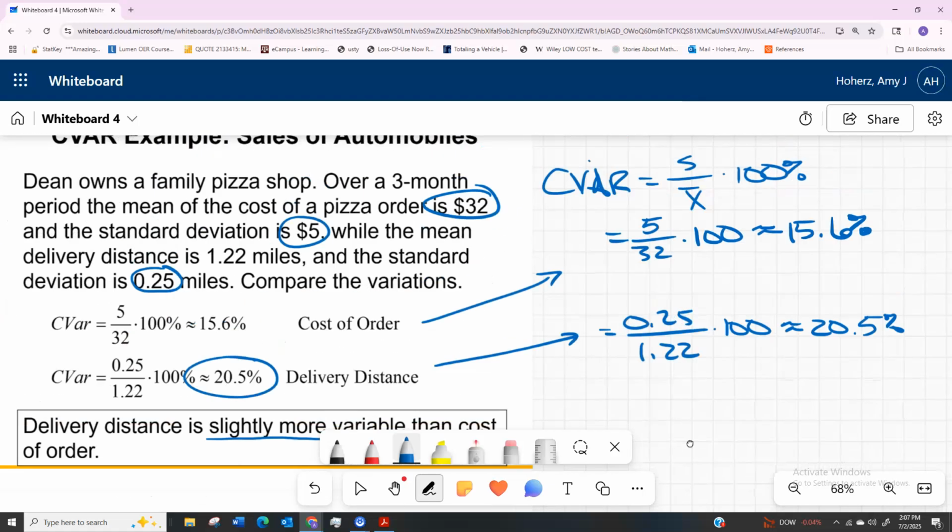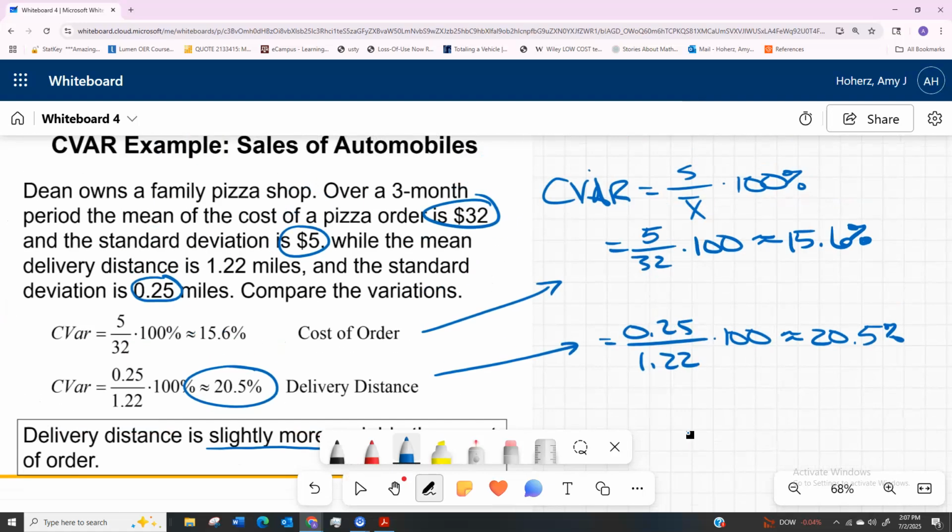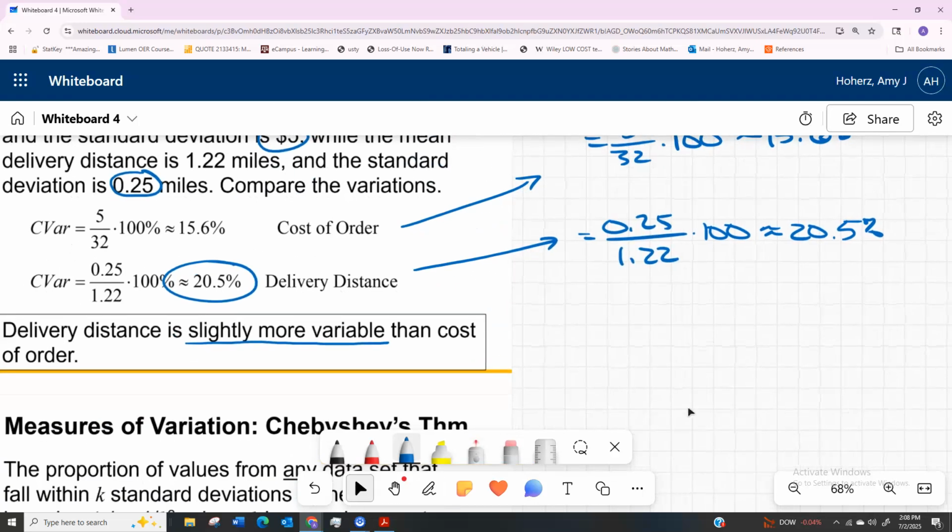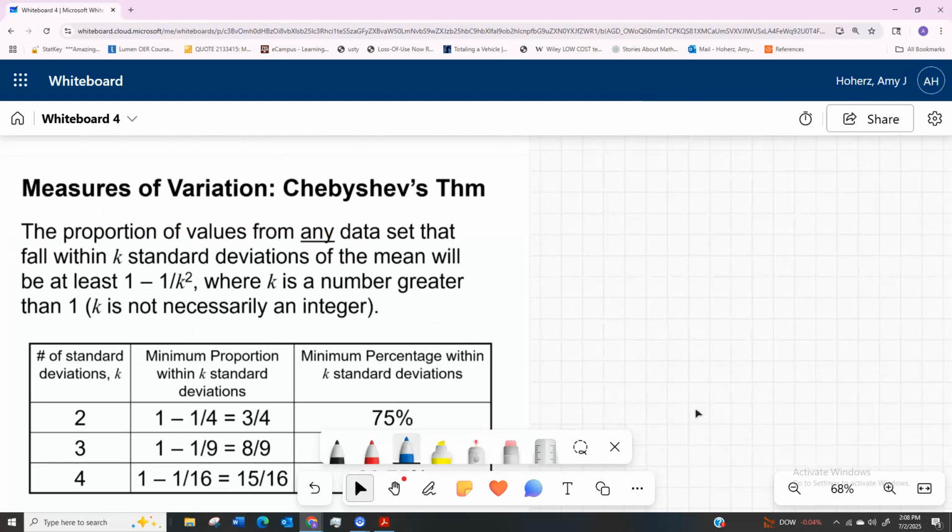By the way, I almost always put one of these on the exam. So expect that to be on the exam. That's one where the formula is not on the formula sheet, but if I ask it on the exam, I'll give you the formula. I won't make you memorize that. All right, so measures of variation.